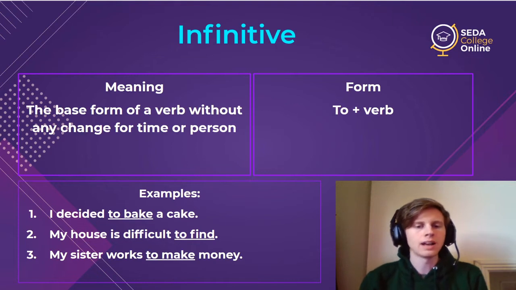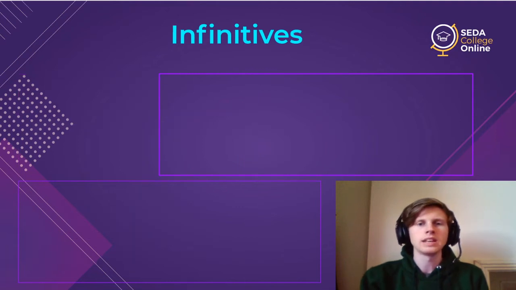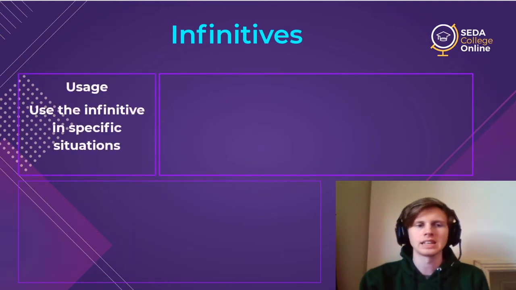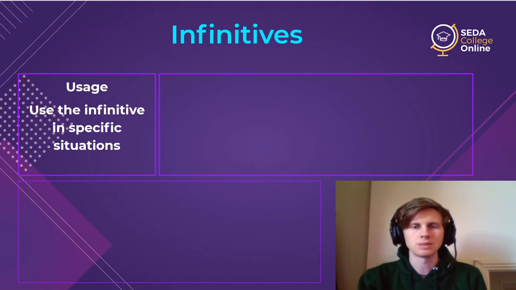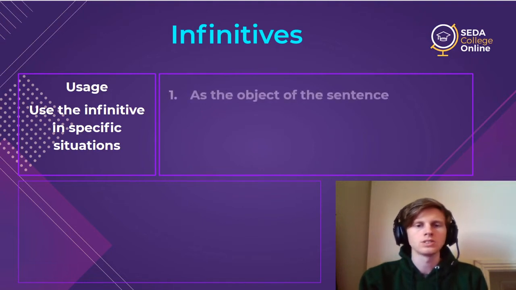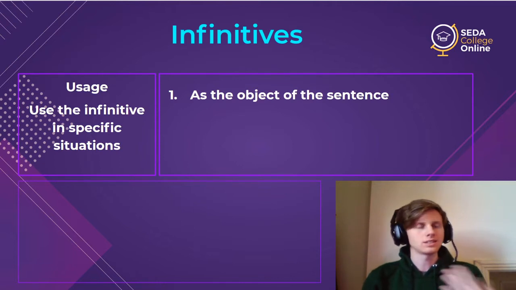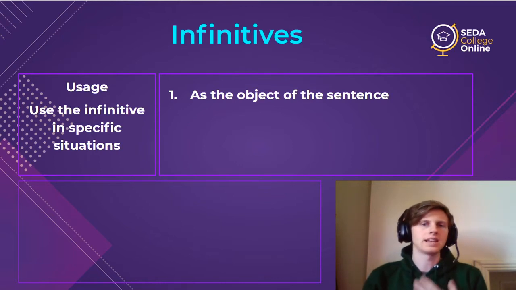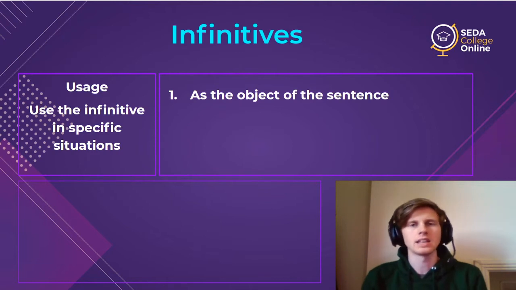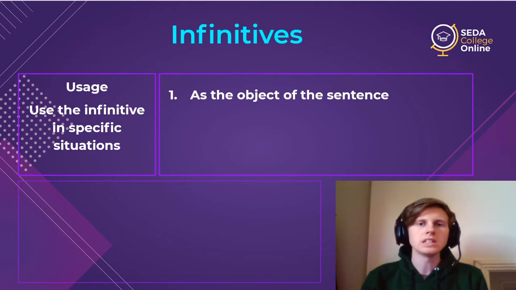But how do I know when to use them? What is the right way? What is the right context? Well, here are some usage rules I can give for using these infinitives in specific situations. The first way that we use infinitives is as the object of the sentence. You must remember that an English sentence has a subject, a verb, and an object. So something like, I hit the ball. Well, infinitives can be the object. They can be the ball in that example.